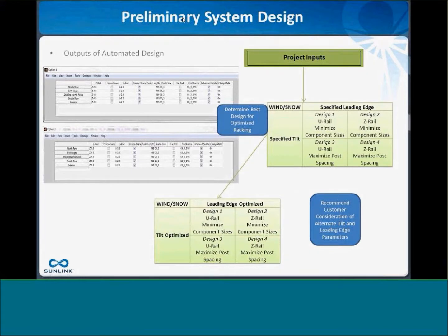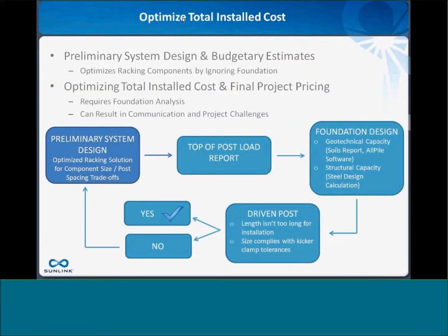And then what's really important here, even if we do the racking analysis for both optimization patterns based on the project inputs and the site parameters of your specific project, is that depending on where that geotechnical analysis is at the stage of project you're looking at, we can provide a top of post load report, so the loads at that interface between your racking and your foundation. That's an important gateway of communication between the racking provider and your foundation designers.